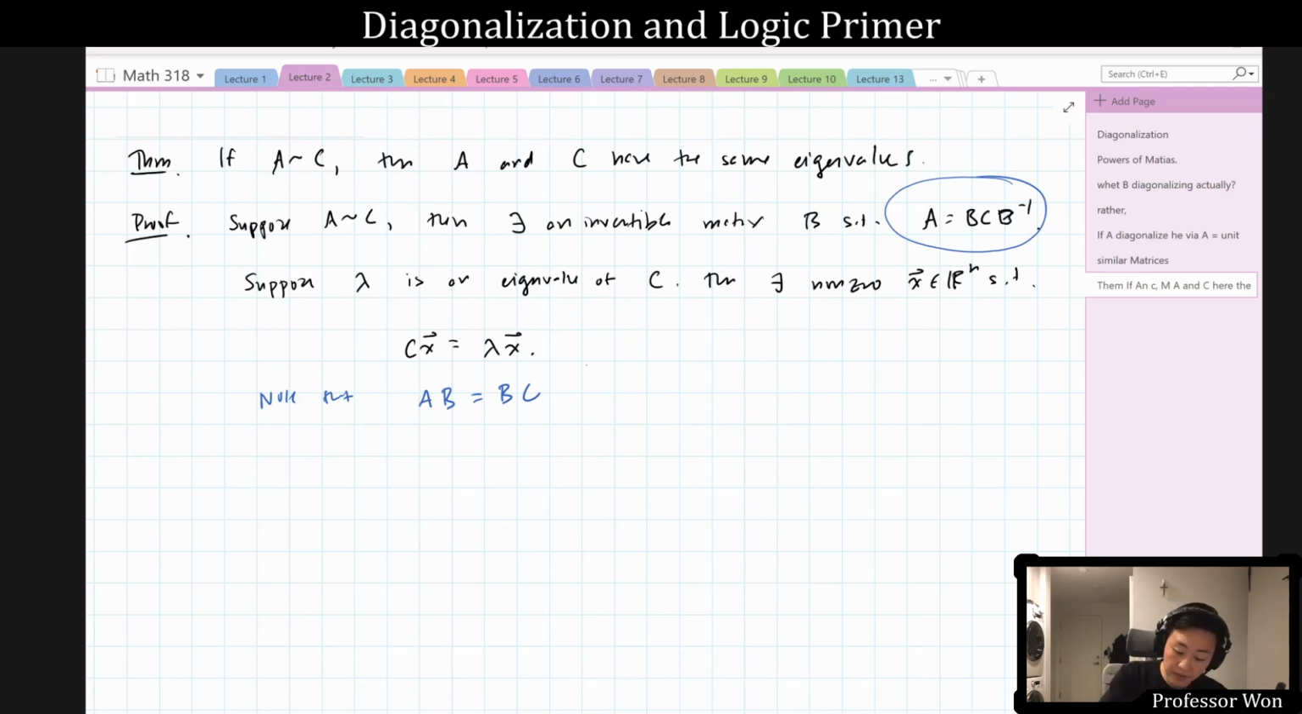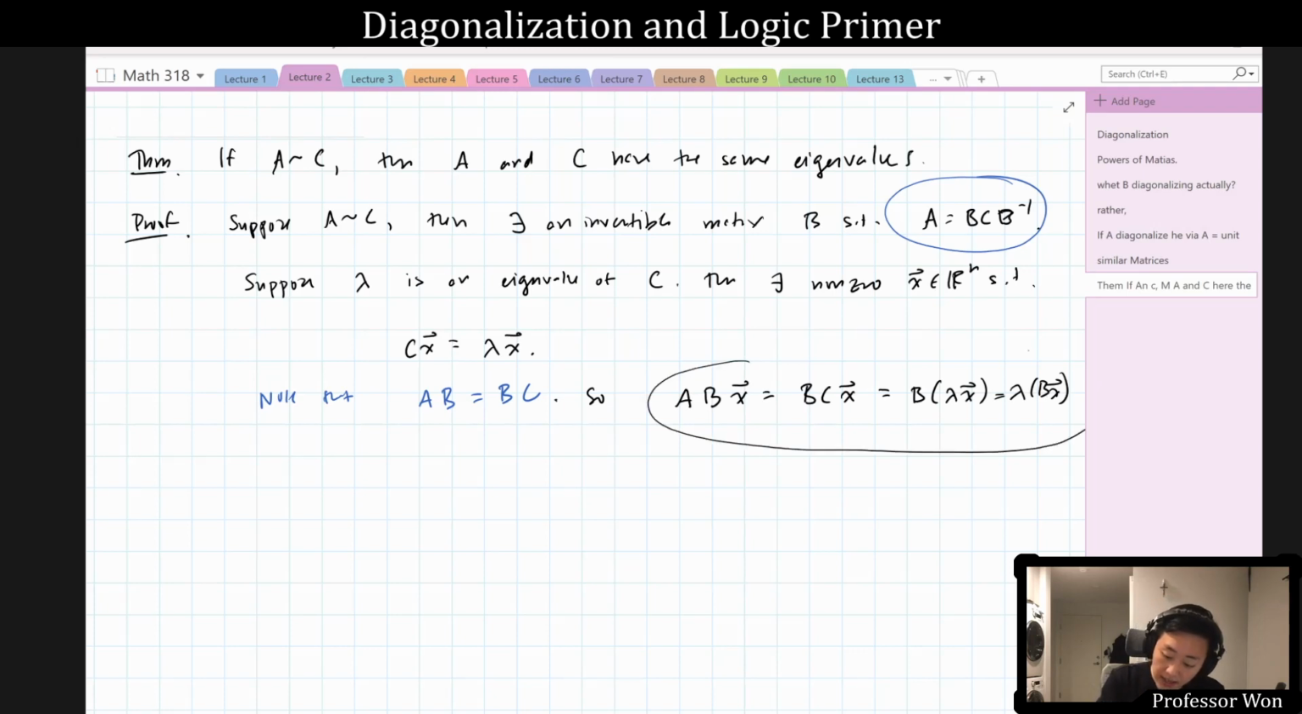So AB times X is the same thing as BC times X, because AB and BC are the same matrix. Okay, but now let's take a look at this a little bit more. BCX is the same thing as B times lambda x, which is the same thing as lambda times BX, because C times X is lambda x. So if you consider what this equation is saying, it's saying that A times BX equals lambda times BX.